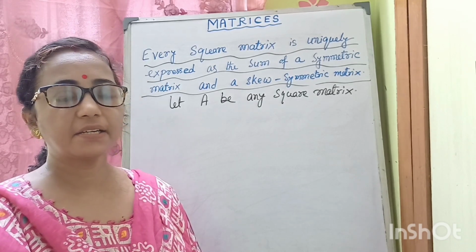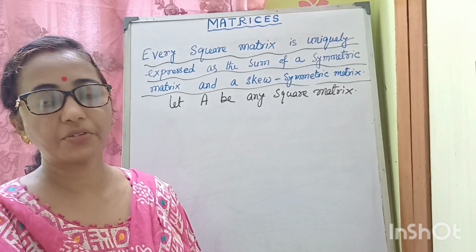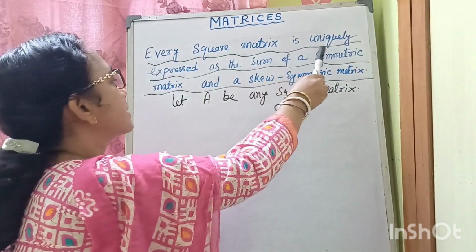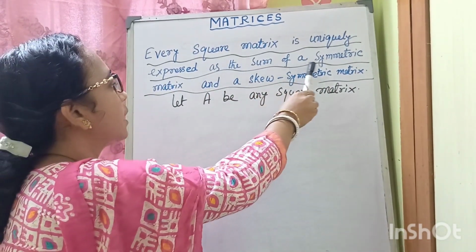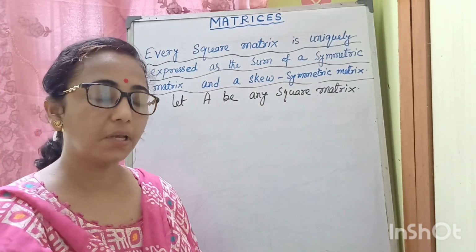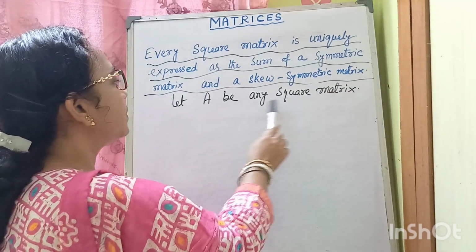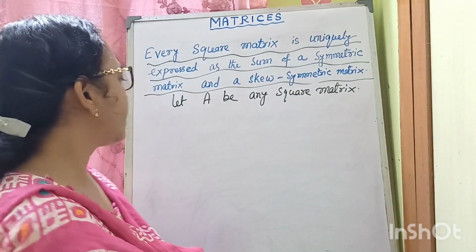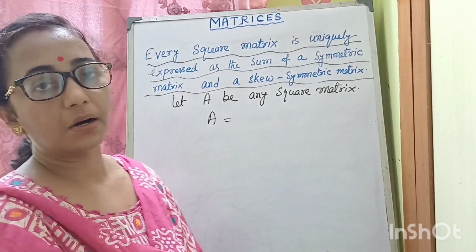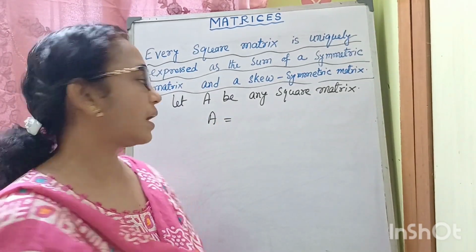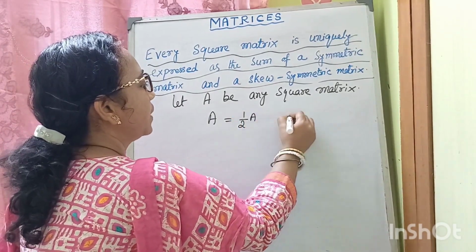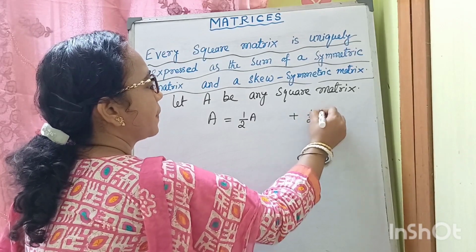Now let us consider a very important property of a symmetric and skew-symmetric matrix: every square matrix is uniquely expressed as the sum of a symmetric matrix and a skew-symmetric matrix. So let A be any square matrix. Then we can write A as half A plus half A.